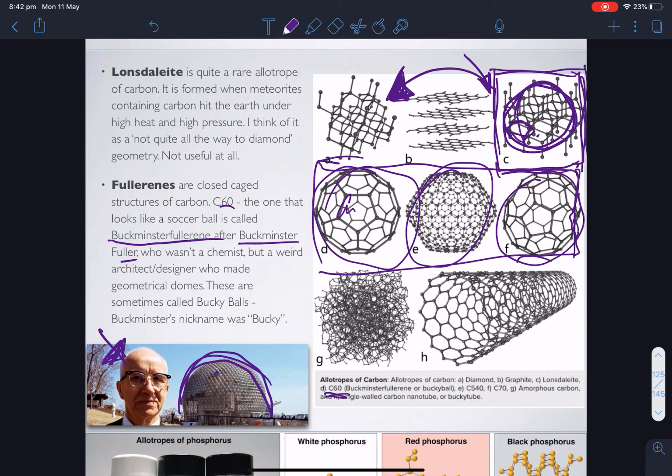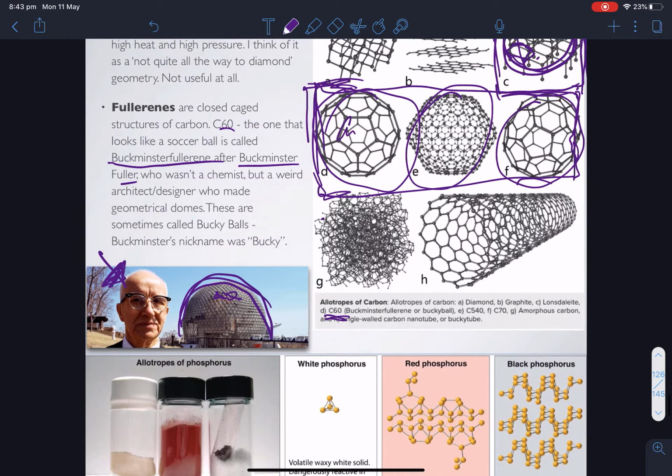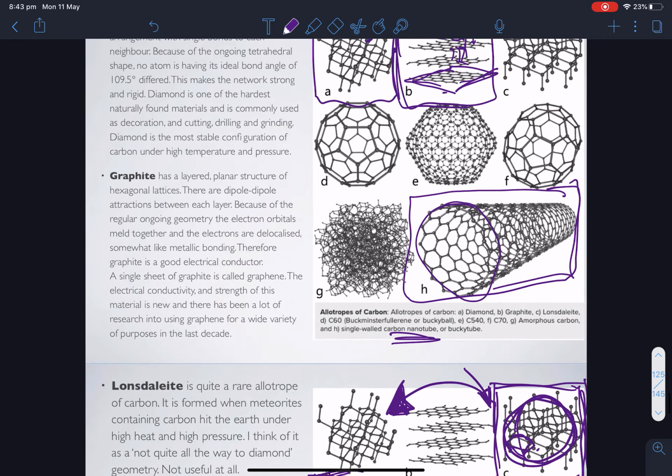They're domes made of regular structures, like this one's all made of triangles and stuff. And so when chemists started to find this, it reminded them of these structures, so they called them either fullerenes or Buckminsterfullerenes, or sometimes they call them buckyballs, because Buckminster's nickname was Bucky. So a little interesting side note rant there. Anyway, allotropes of carbon, very interesting.